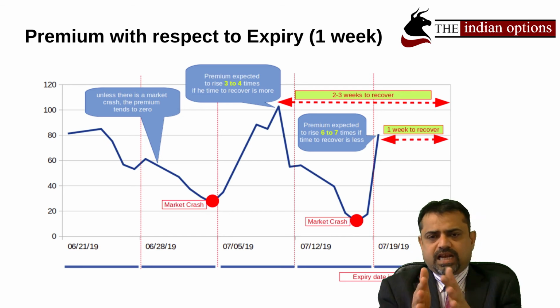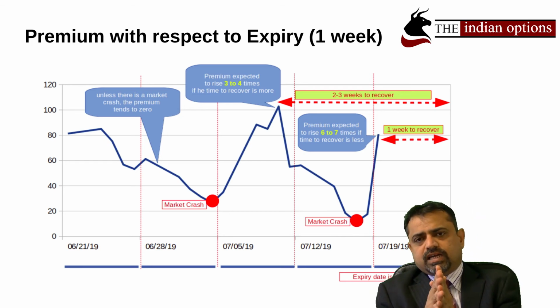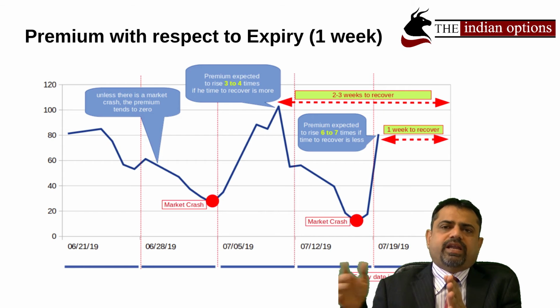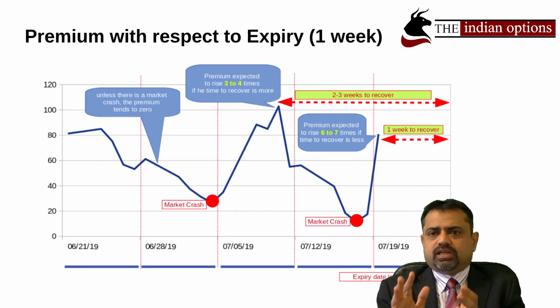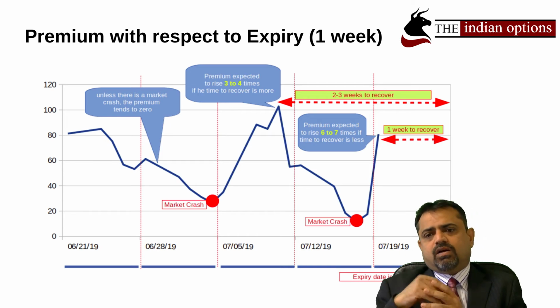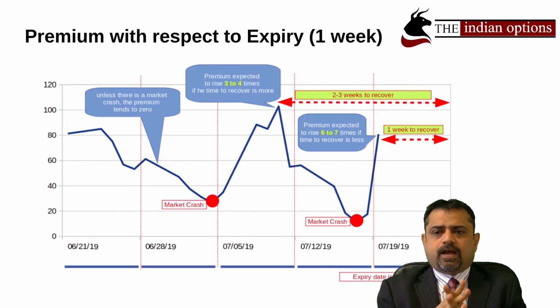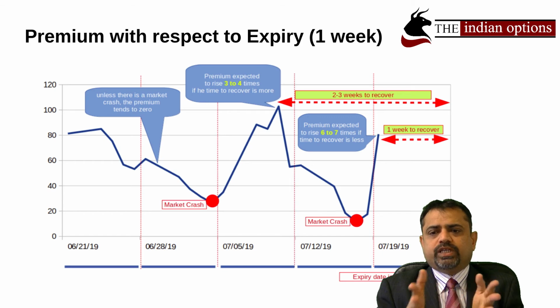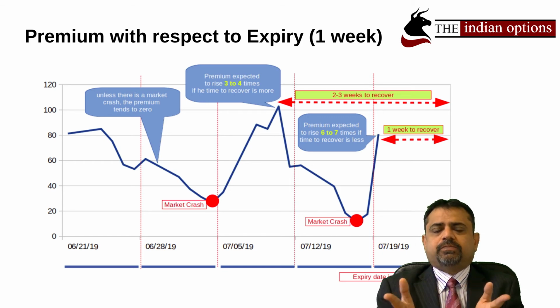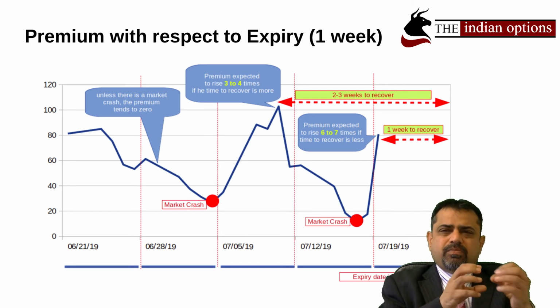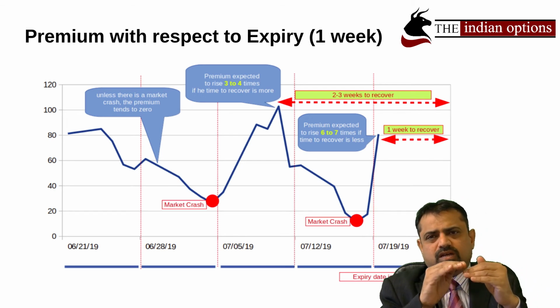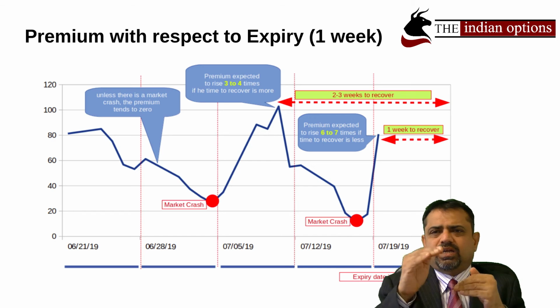Now in this slide, what I wanted to explain was that if there is still time to expiry, the market might come up and it might actually recover, so there is no need to really panic. Now in the second situation, I am saying that it is 2 weeks to expiry. If it is 2 or more weeks to expiry, then the premium usually goes maybe 2 times, 2 or 3 times maximum.